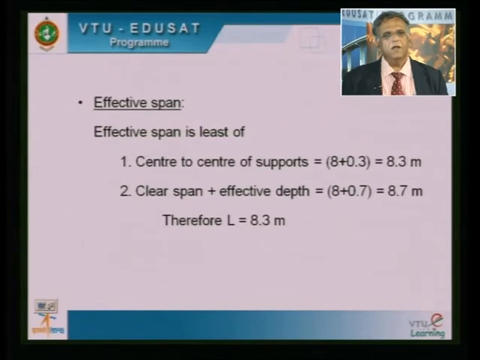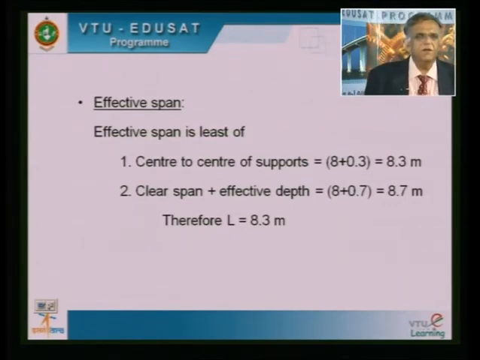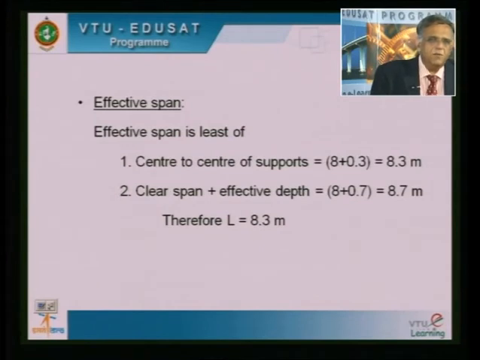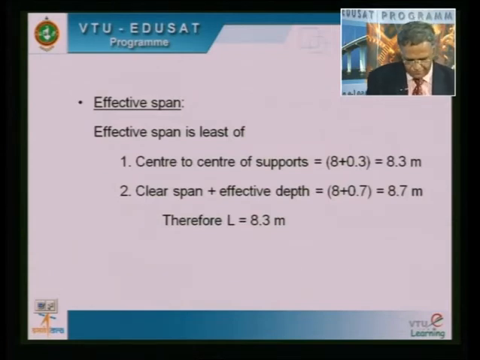Then the effective span shall be calculated. The effective span is the least of the following: the center to center of the supports, or clear span plus effective depth, whichever is lesser. In this case, the center to center distance of supports is 8 plus 0.3, that comes to 8.3 meters. Clear span plus effective depth is 8.7 meters. The lesser of the two values is 8.3 meters. Therefore, I am going to pick up the value of the effective span as 8.3 meters. In the T beam, the value of the effective span was directly given, that is why this part was not discussed.